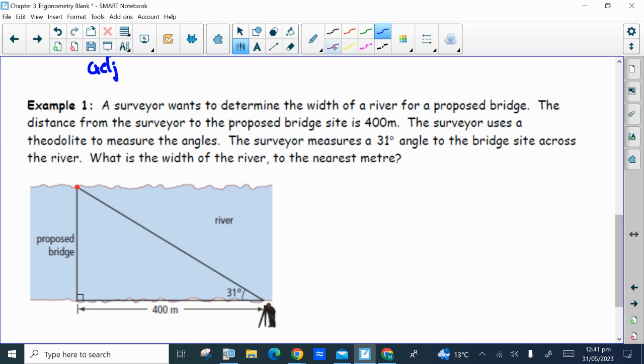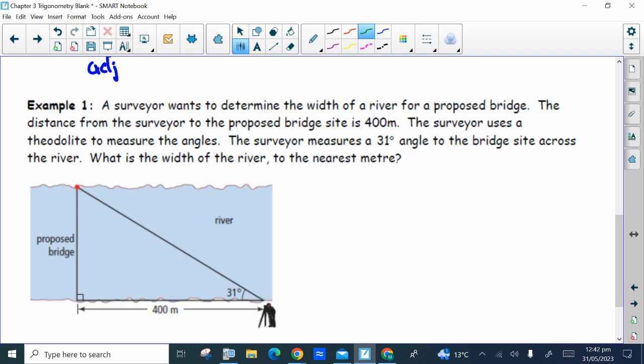So again, I've talked about the fact that surveyors use trig ratios all the time. This would be an example of where they would do that, because they can't really string a tape measure across the river. But they can start at the point on the same side of the river where the bridge will be, and they can measure how far they move away from that, which is the 400 meters, and they can use a special device to measure the angle from that point across to the side on the other side of the river, where the other side of the bridge will be.